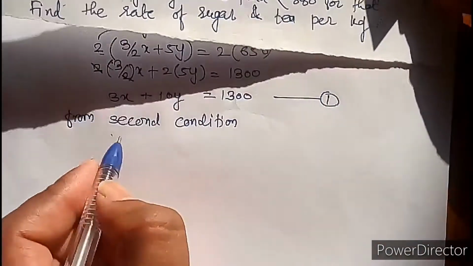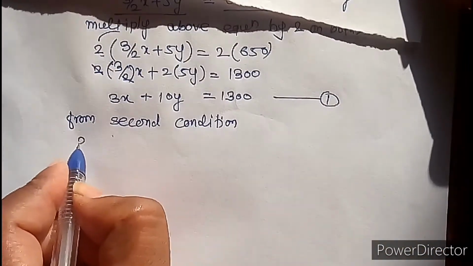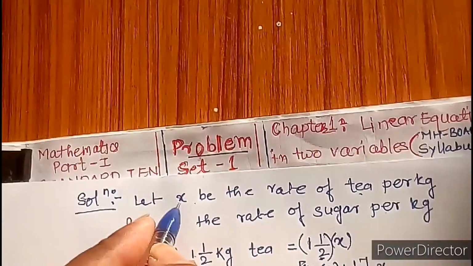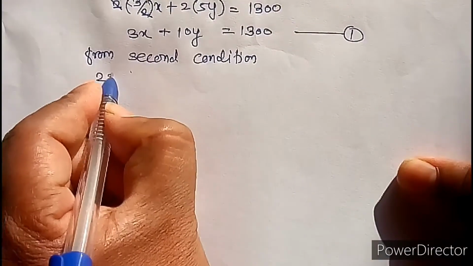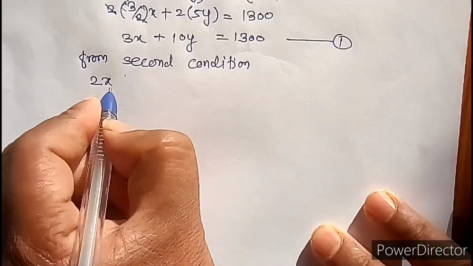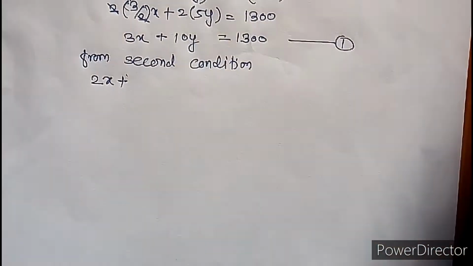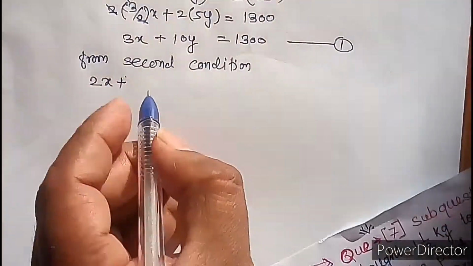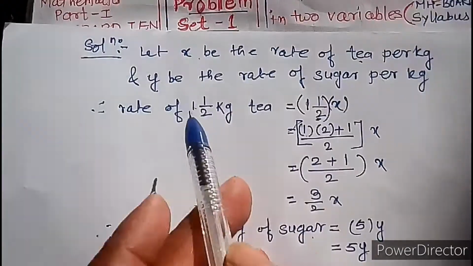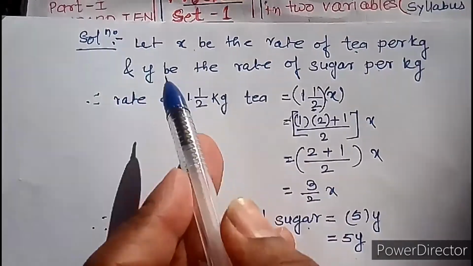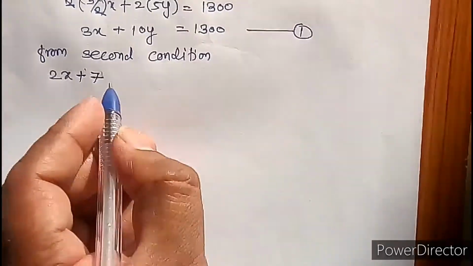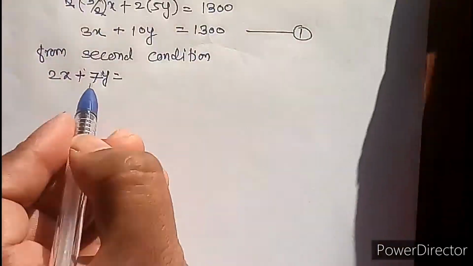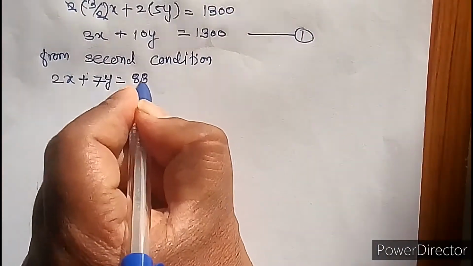She purchased 2 kg of tea, that is 2 into, for per kg we assume the rate is x, therefore multiply this by x, it becomes 2x. This is the rate of tea, plus she purchased 7 kg of sugar, means 7 into, for per kg of sugar we assume y, therefore multiply 7 by y, that is 7y. She paid 880 rupees for this, therefore equals to 880.